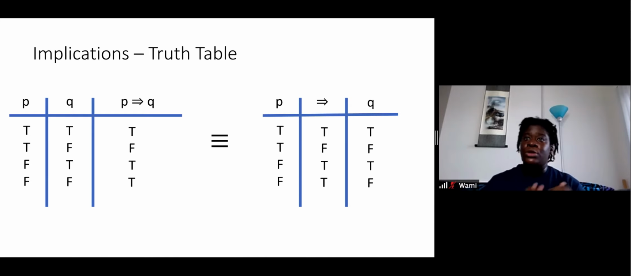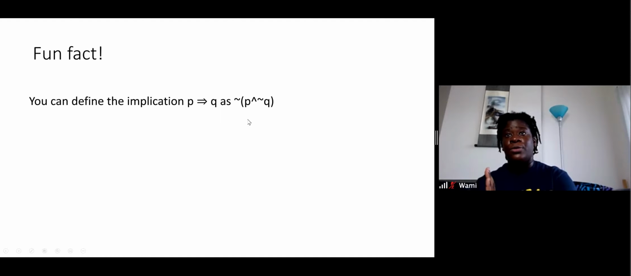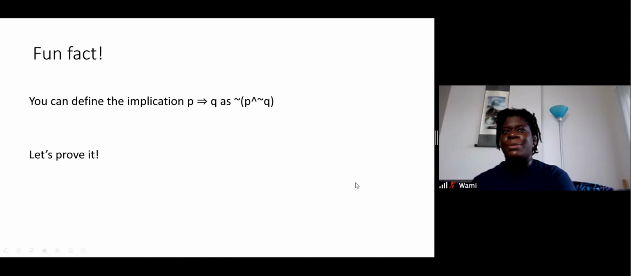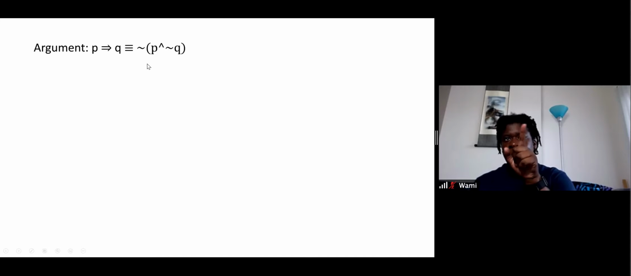You can actually define the implication P implies Q as not, in parentheses, P and not Q, close parentheses. You know what? Let's prove it, because I don't think you actually believe me. And we're going to prove it using a truth table. So this is the argument that we're making. We're saying that P implies Q is equivalent to not, in parentheses, P and not Q, close parentheses.